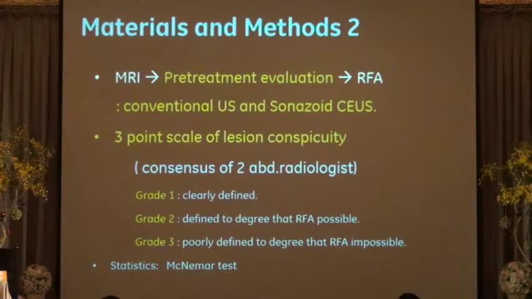Lesion conspicuity of the tumor was evaluated by consensus of two radiologists on a 3-point scale: grade 1, clearly defined; grade 2, defined to a degree that RFA is possible; grade 3, poorly defined to a degree that RFA is impossible. We analyzed statistically the US imaging regarding grade of lesion conspicuity.